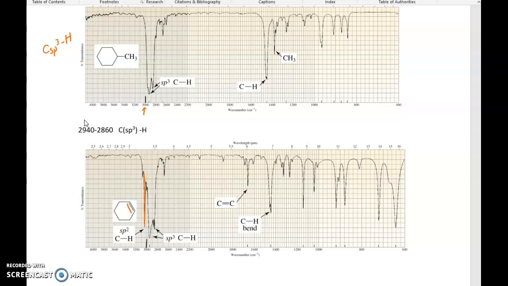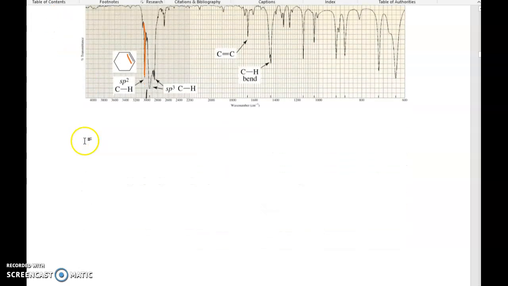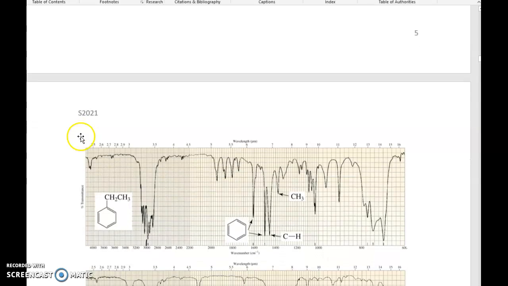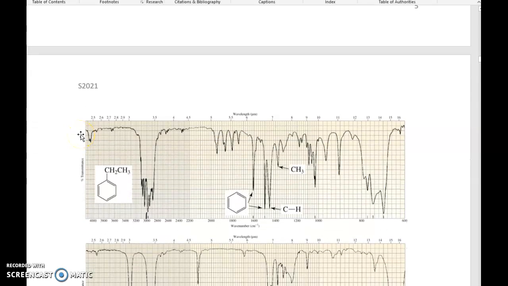And you'll notice that it is just to the left of the 3000. I've marked the 3000 here, and it's from having that double bond. Now, if we have an aromatic, we've got a whole lot of mess going on here.